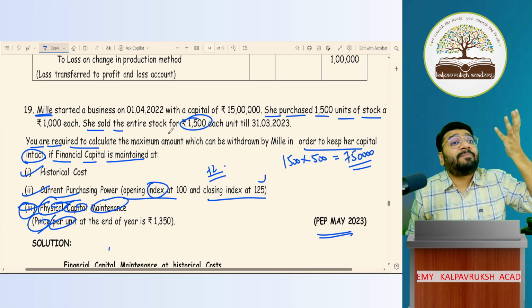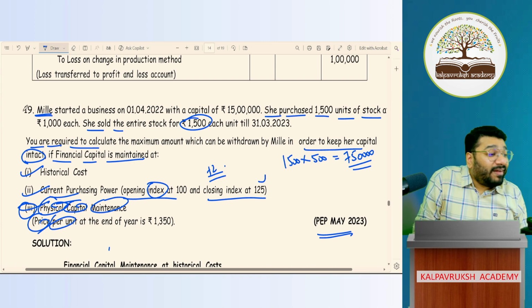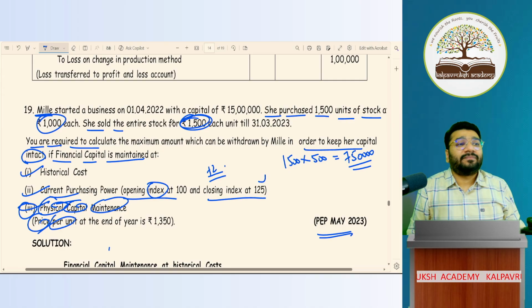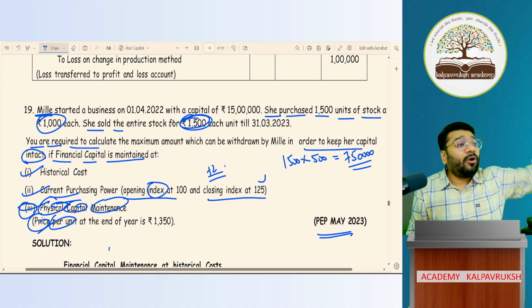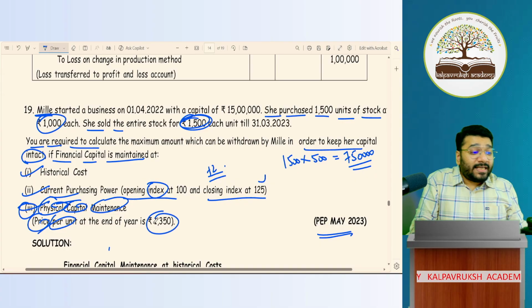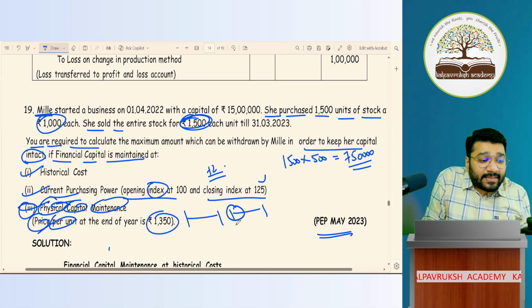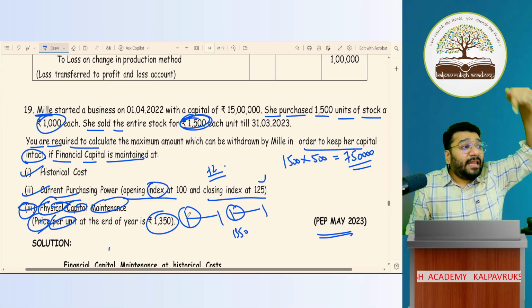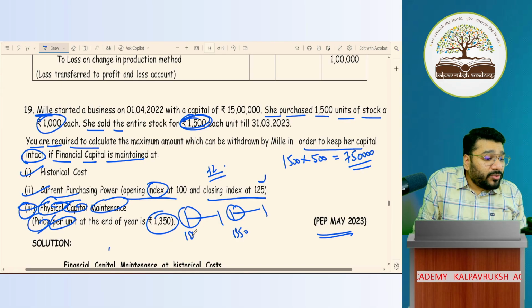What is the purchase price at the beginning of the year? 1,000. In the exam, where you make a mistake is comparing with the 1,500 income. Because this is what you have sold at. That is your selling price. Now 1,350 is my purchase price at the beginning of the next year. I will compare this with the beginning of the previous year, which is 1,000.